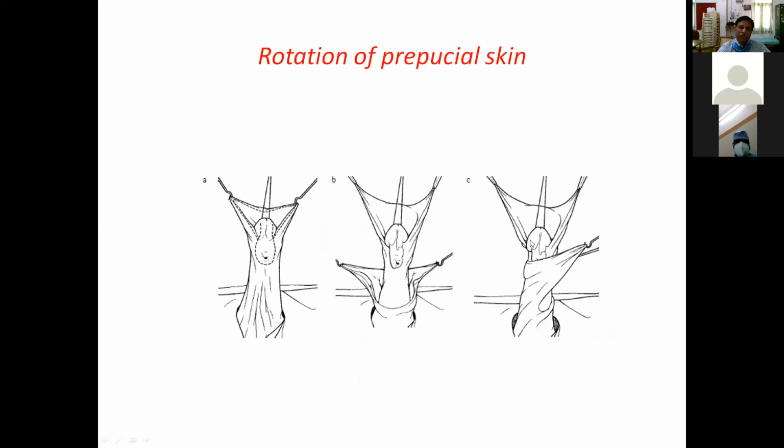In this procedure, they have separated the 2 layers of the prepuce. Prepuce has got 2 layers of skin, external skin and inner mucous membrane. They are separated, and this skin flap is rotated. This skin flap is rotated to cover the absent part of the urethra, and it will form the new urethra.